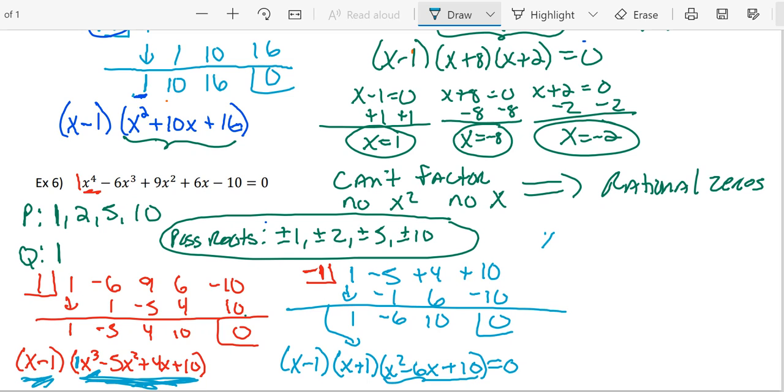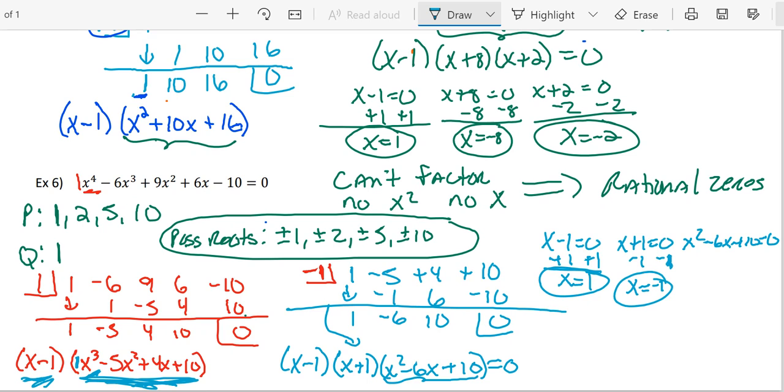My answer is going to be x minus 1 equals 0, x plus 1 equals 0, and x squared minus 6x plus 10 equals 0. My first answer is x equals 1. My second answer is x equals negative 1. And my third answer, I have to use the quadratic formula. So it's going to be a is 1, b is negative 6, c is 10.